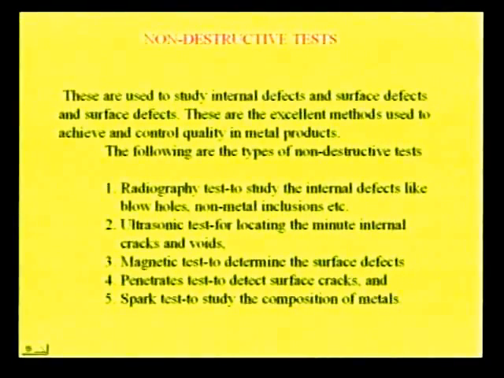In non-destructive tests we use different types of resources such as X-rays, ultrasonic sound waves, magnetic waves, red dye methods and spark methods. These are the different methods. The following are the types of non-destructive tests. The first one is radiography, which uses X-rays and gamma rays. Next is the ultrasonic test, in which we use ultrasonic waves. The magnetic test is used to determine surface defects. The penetrant test detects surface cracks, and the spark test studies the composition of metals.